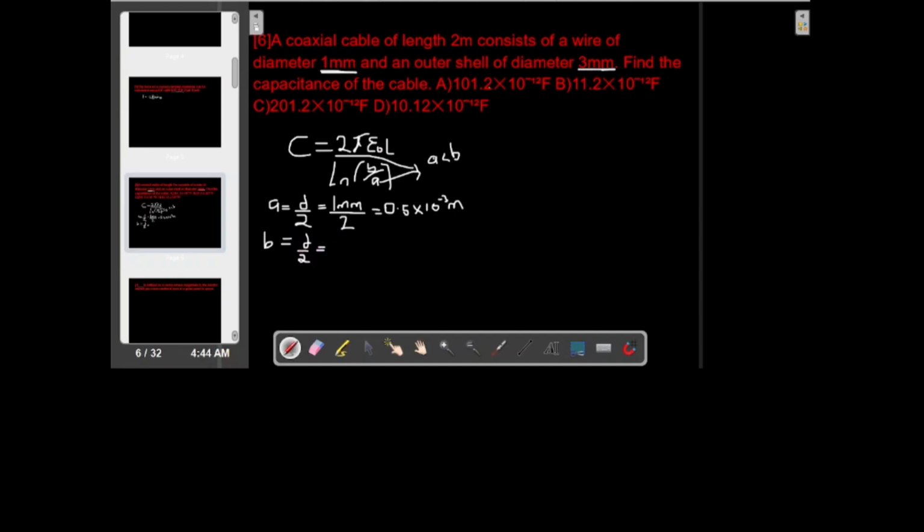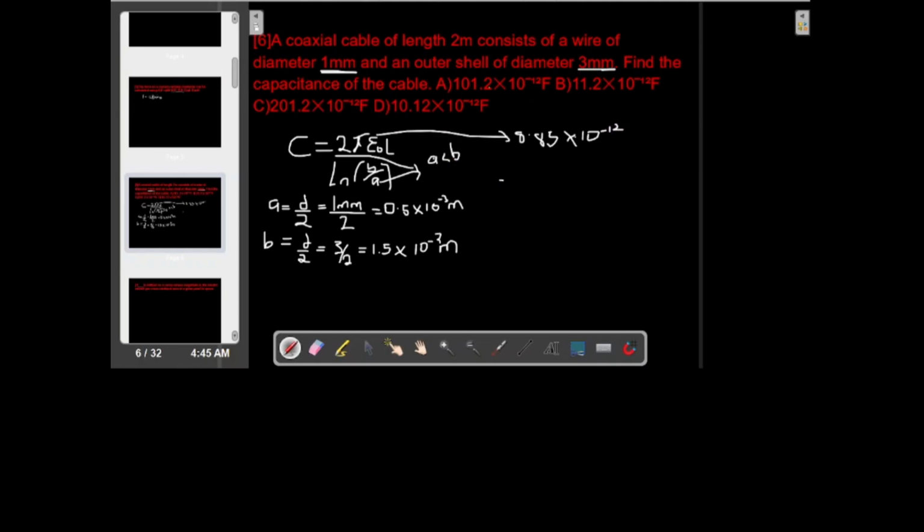So that's 3 over 2, which we can solve directly: 3 over 2 is 1.5. Now we convert that to meter, so I'm going to have 1.5 multiplied by 10 to the negative 3 meter. So this is basically correct. We have a and b. What else do we need? Epsilon naught. Recall that we used it the other time. The value remains the same. You have to make this stick, cement it to your heart. This is 8.85 times 10 to the negative 12.